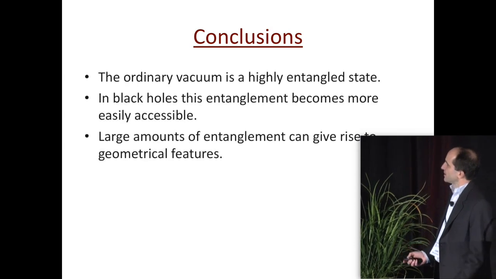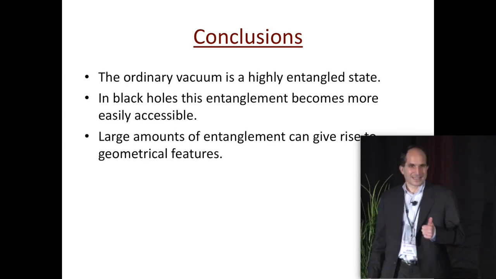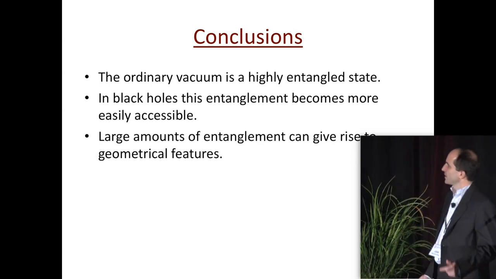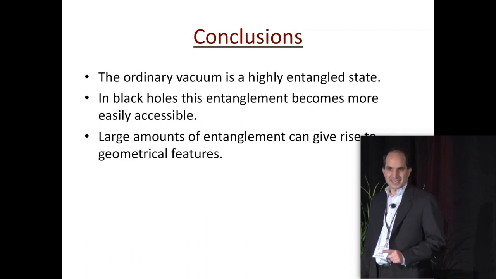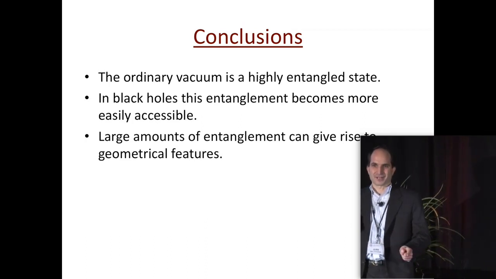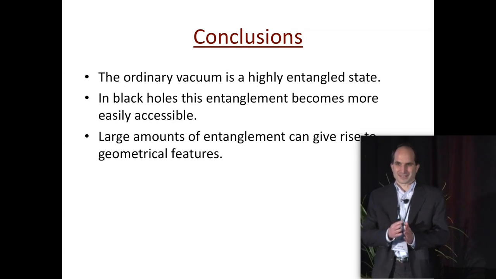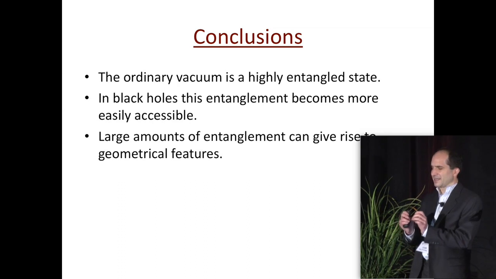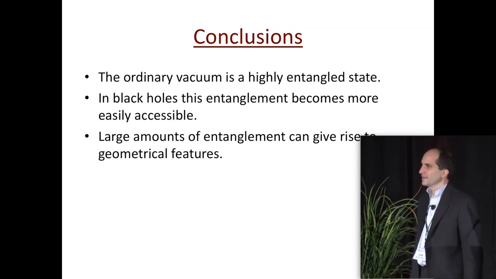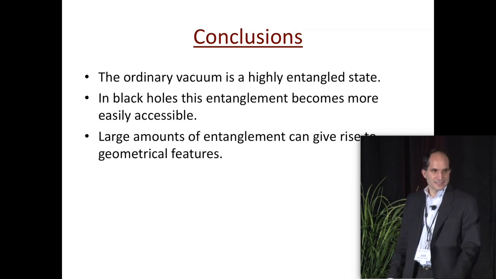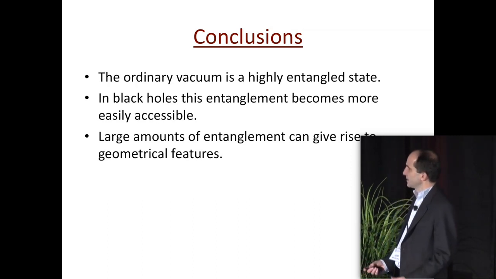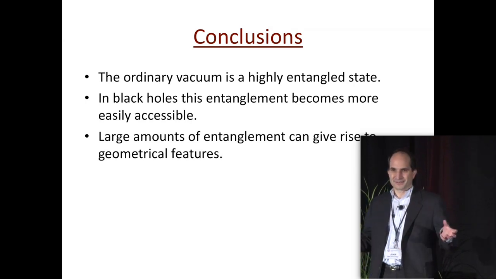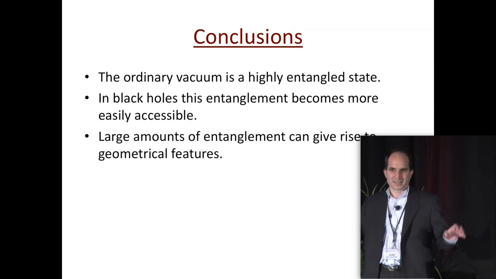So in conclusion, one of the take-home messages is that the ordinary vacuum, which looks like there's nothing going on, is a very highly entangled state. In black holes, this entanglement becomes more easily accessible, because through the process of Hawking radiation we are emitting particles from this region, particles which are initially highly blue-shifted, get red-shifted and emitted away, and this entanglement becomes more physically accessible. And it seems that very large amounts of entanglement, certainly in this context of black holes, can give rise to a geometric connection between two distant systems.